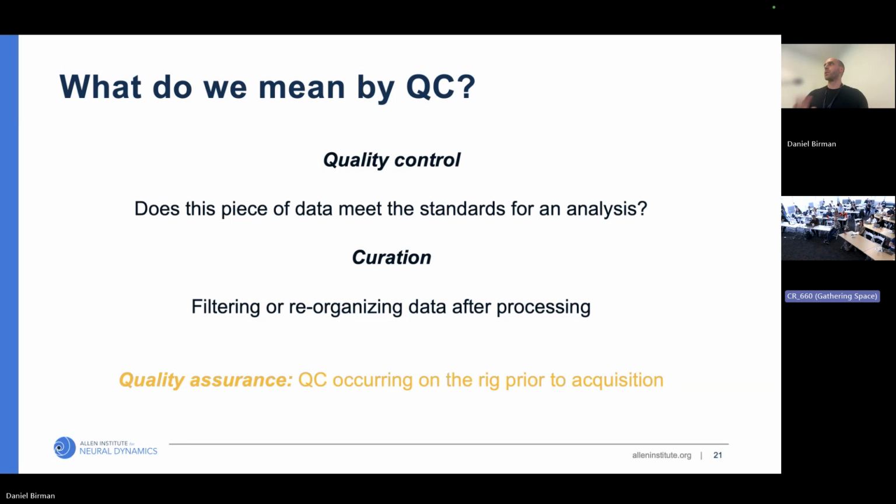And quality assurance, we push back to the rig. So is your rig actually collecting valid data or not? Are channels dead? These are quality assurance questions, not quality control of the data.